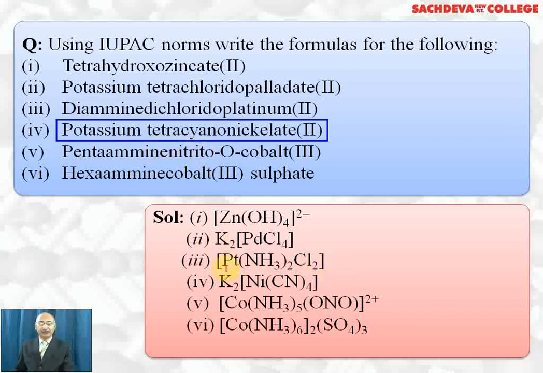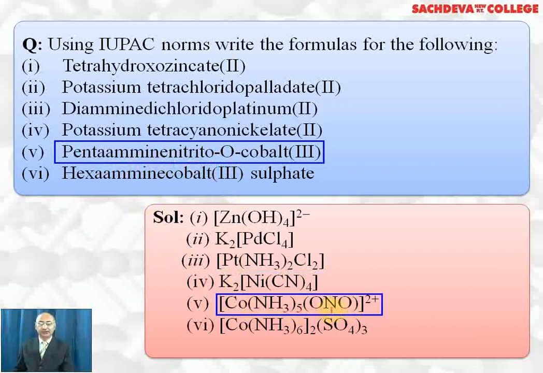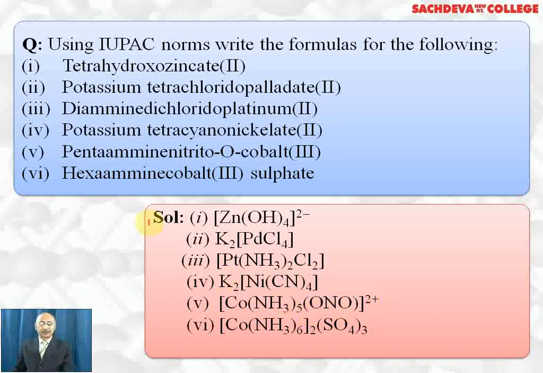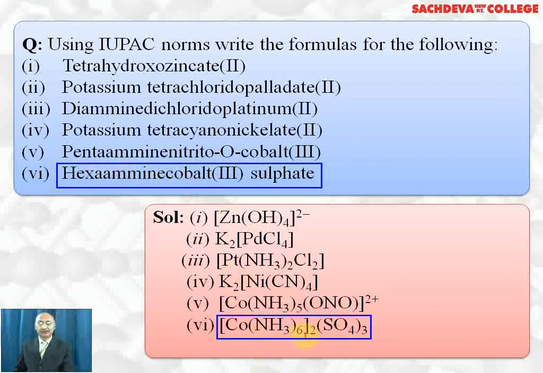Potassium tetracyanonickelate(II): potassium is outside, which is the counter ion. Tetracyanonickelate(II) means 2 negative charge, so potassium will be K2, which makes the correct formula. Next we have pentaamminenitrito-O-cobalt(III). Cobalt is +3 and nitrito is -1, so it will be +2, the charge on the complex. Next, hexaamminecobalt(III) sulfate. This is hexaamminecobalt(III), so it will have 3 positive charge. Sulfate has 2 negative charge. 2 will come here, 3 will come here. That is the complex which is neutral.